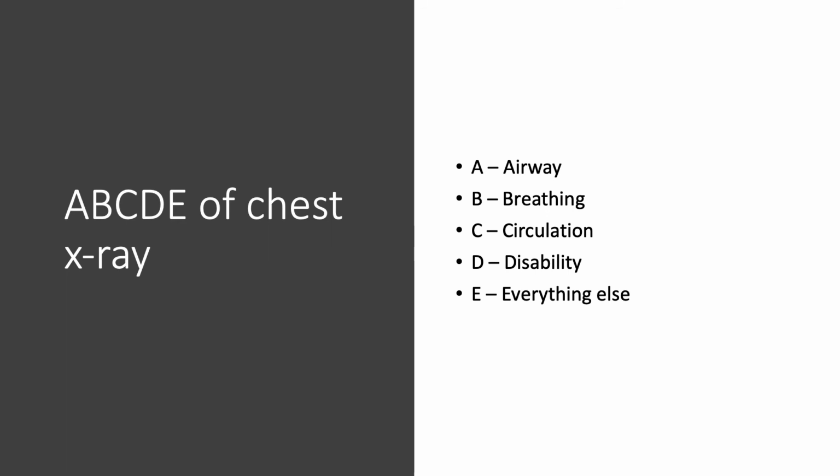D stands for disability. Look for a fracture, especially of the ribs or shoulder girdle. E stands for everything else. Look for air under the diaphragm. Look at the edges for subcutaneous emphysema. Look for the breast shadows, especially in females. Look for foreign bodies and other abnormal or unusual findings.